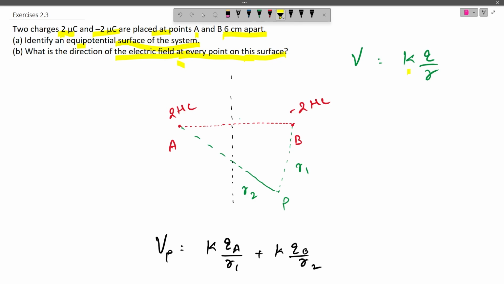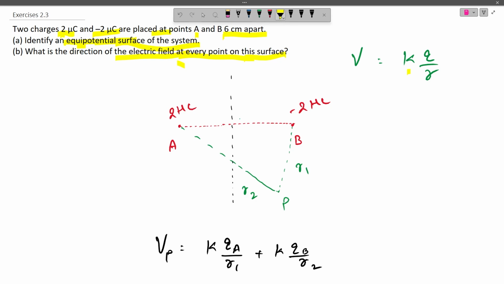Now we know that electric potential is defined at a distance r from the charge q as kq by r. Now here a term used is equipotential surface. So equipotential surface is a surface on which electric potential remains constant. No work is done in moving a charge along this equipotential surface.